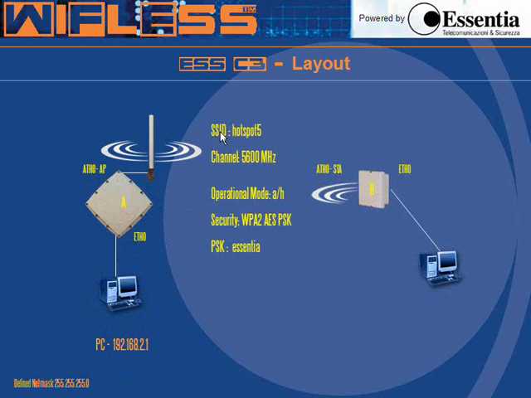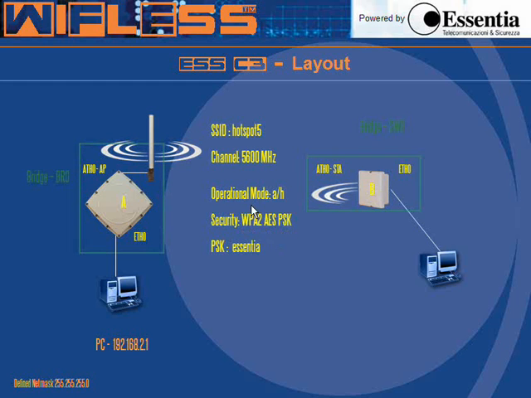The layer 1 configuration of the radio link is this one: SSID hotspot 5, channel 5.6 GHz, operational mode AH, and security WPA2 AES pre-shared key.